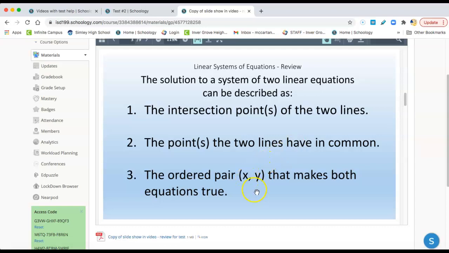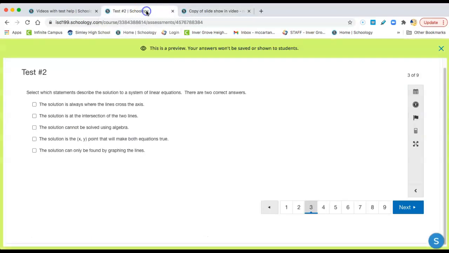Or it's the ordered pair, the x, y, that makes both equations true. All right, there's 2 answers there. Mark those 2. I just gave you 3. It's 2 of those, okay? You should be able to find it there.